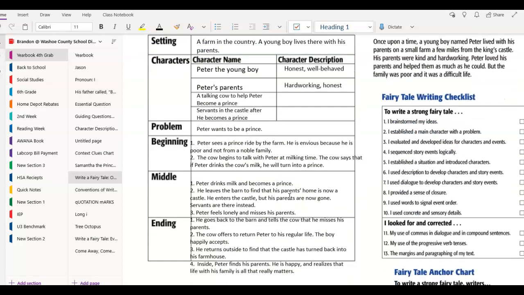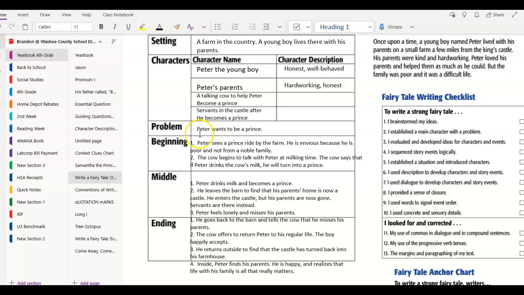So remember, last week we worked on brainstorming ideas for fairy tales. Some of you began writing your fairy tale, which is great. So today we're going to work on establishing that situation, how we introduce characters using dialogue, descriptions, and providing a sense of closure. That's what we're going to be focusing on this week.